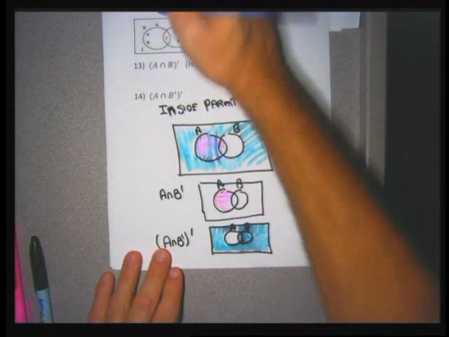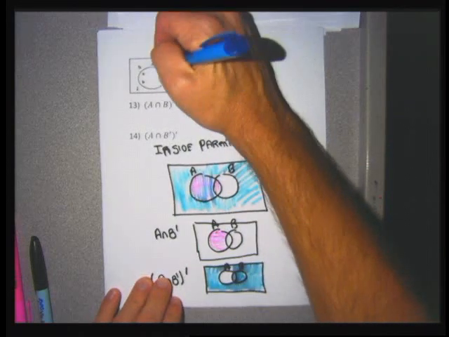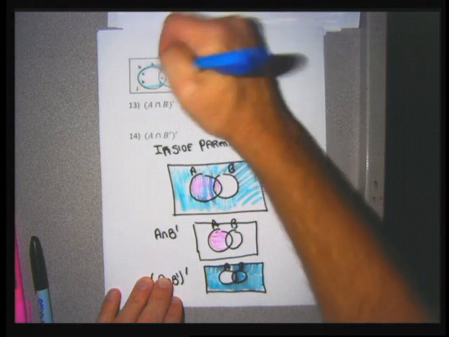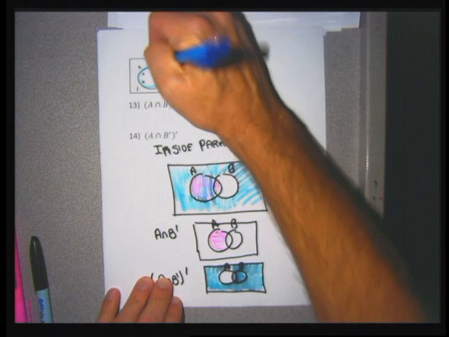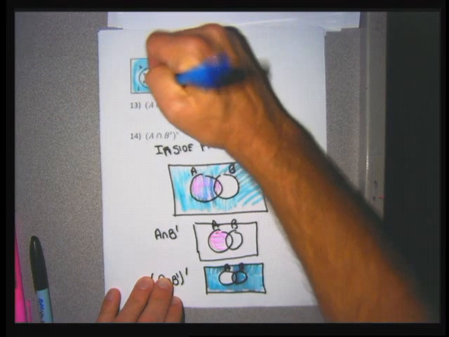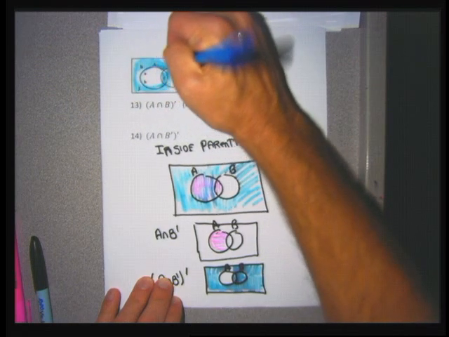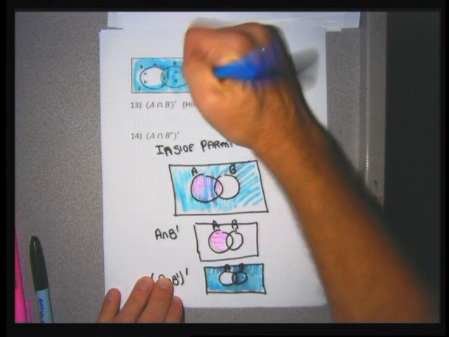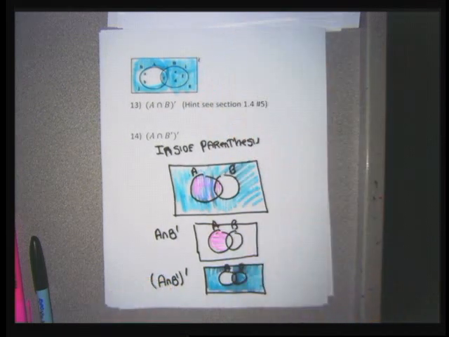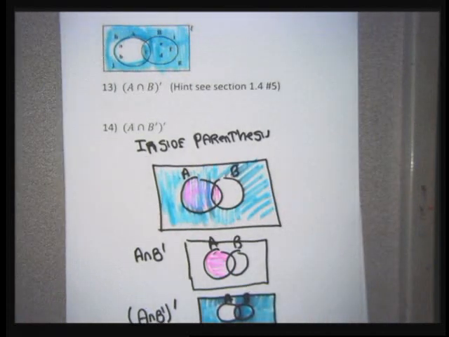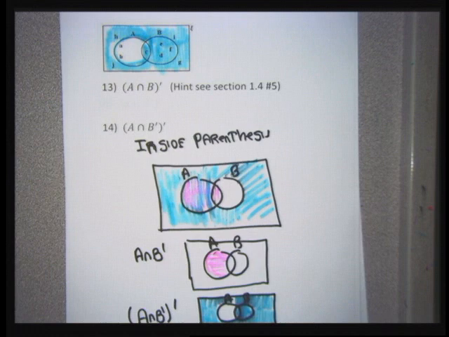So if I apply that shading to the Venn diagram in this problem, the highlighters make it really nice because you can shade without losing sight of the sets. Alright, so that's the shading for A intersection B prime, prime. And now I'm just going to write down the elements that are in it.